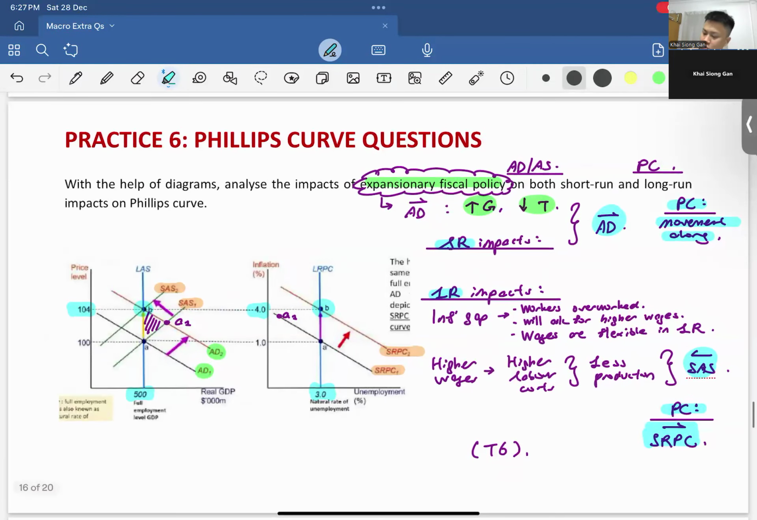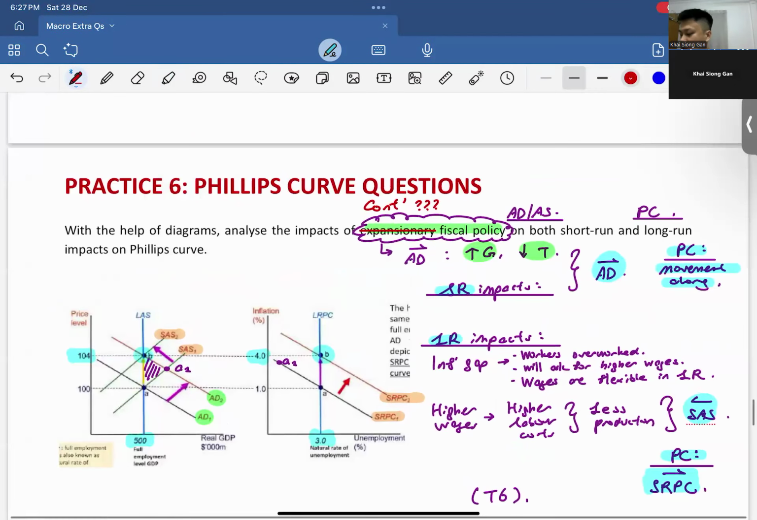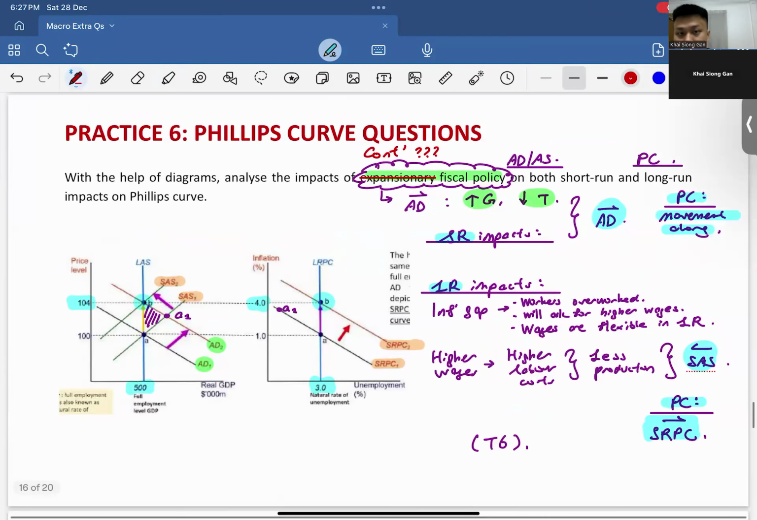Now I want to challenge you. Okay, you must love a lot of challenge. So try and see if I change this question to contractionary fiscal or contractionary monetary policy, either one. Okay, what will be the answers then? What if today I change the question from expansionary to contractionary? What will be the answers?